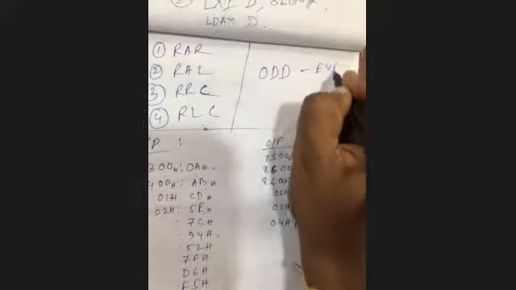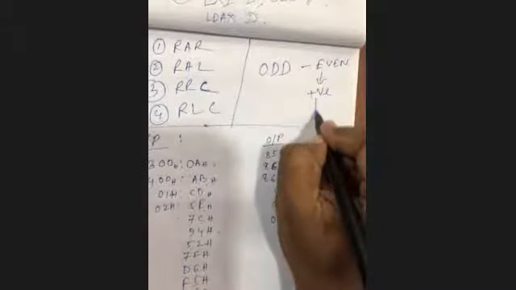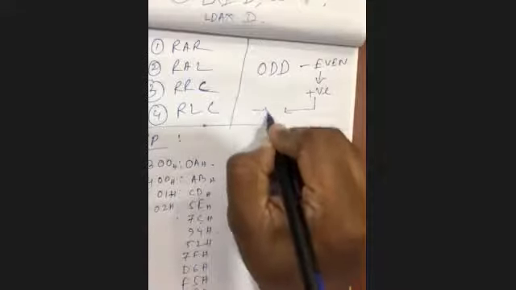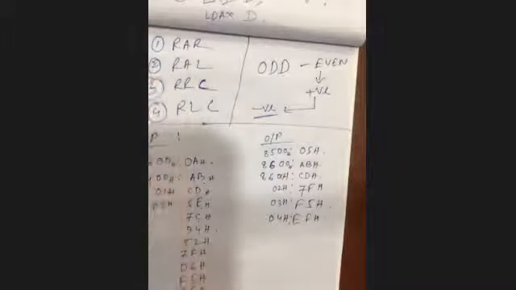Same program: odd will be replaced by even, even will be replaced by positive, positive will be replaced by negative. So there are 4 programs in this series. I have written only odd. You will write even, positive, negative. So your homework will be even number, positive number, negative number.